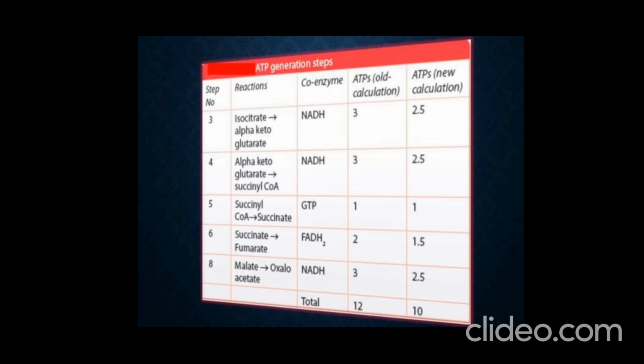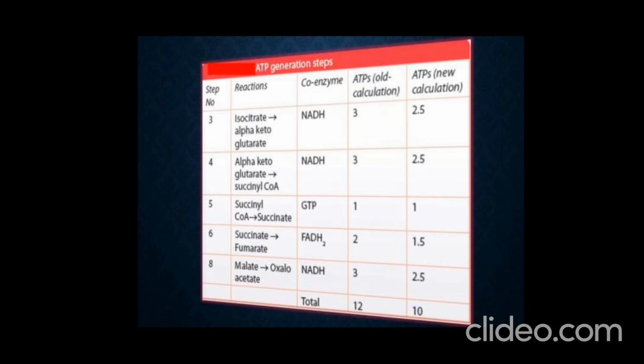Then the conversion of succinate to fumarate in the 6th step will produce ATP, and here FADH2 is the coenzyme, and therefore 1 molecule of FADH2 is equal to 2 molecules of ATP in older terms. In newer calculation it is 1.5. And in the 8th step, malate is converted into oxaloacetate, that is the last regenerative step, where NADH is the coenzyme involved and the molecules formed is 3, which is equal to 2.5 in newer calculation.